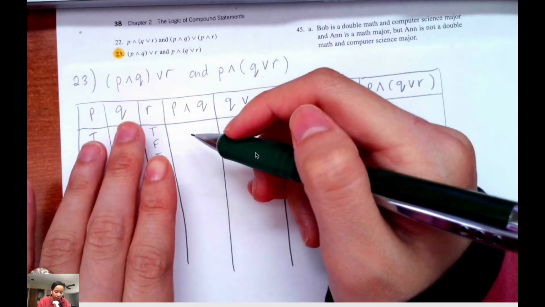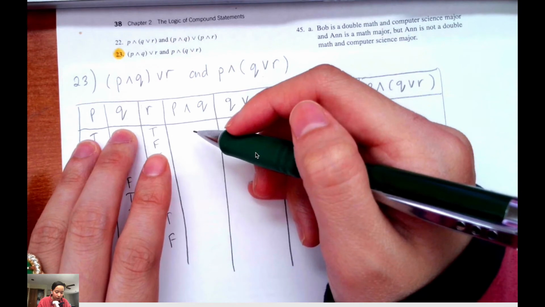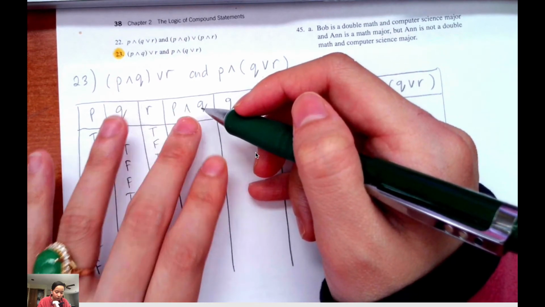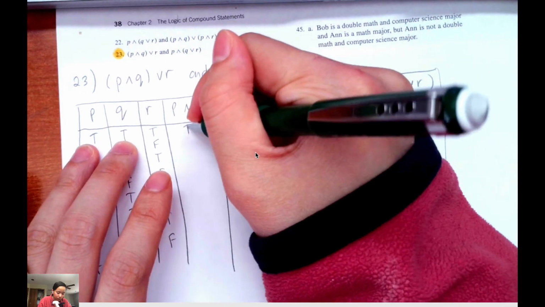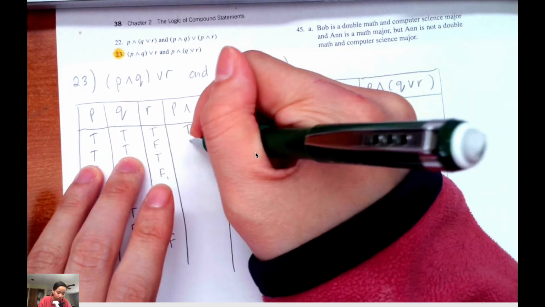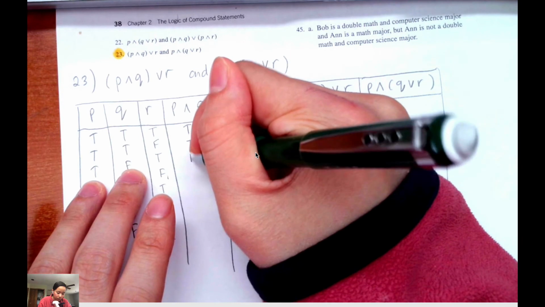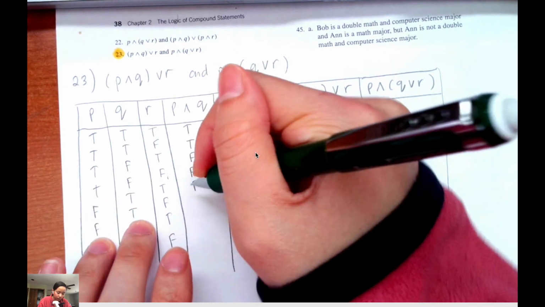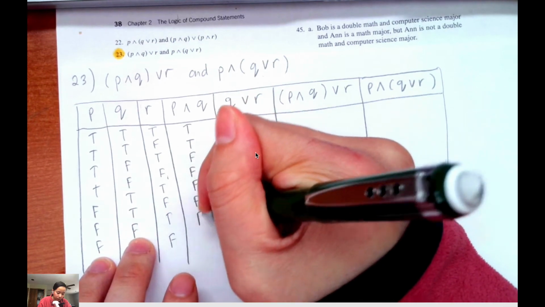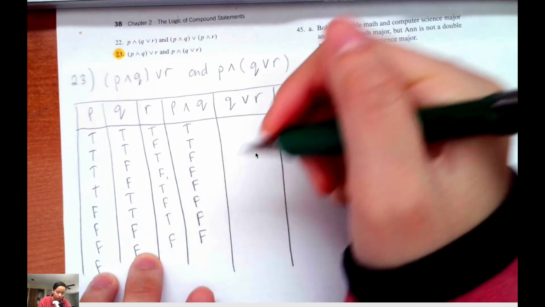And now we're going to compare P and Q. So true and true is true. True and true is true. True and false is false. True and false is false. False and true is false. False and true is false. False and false is false. And false and false is false.